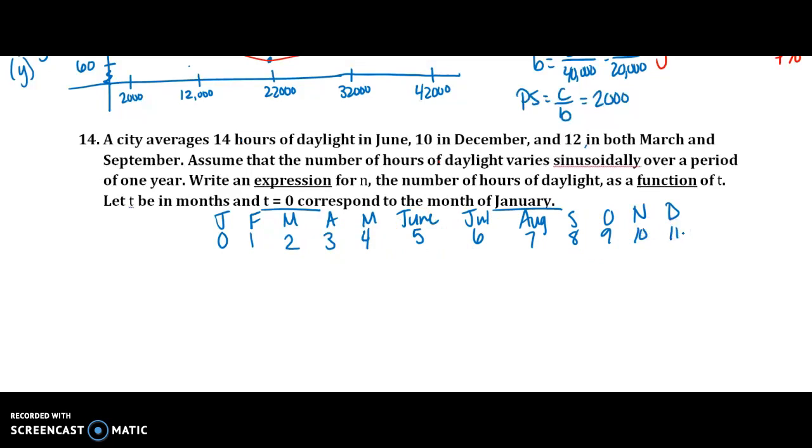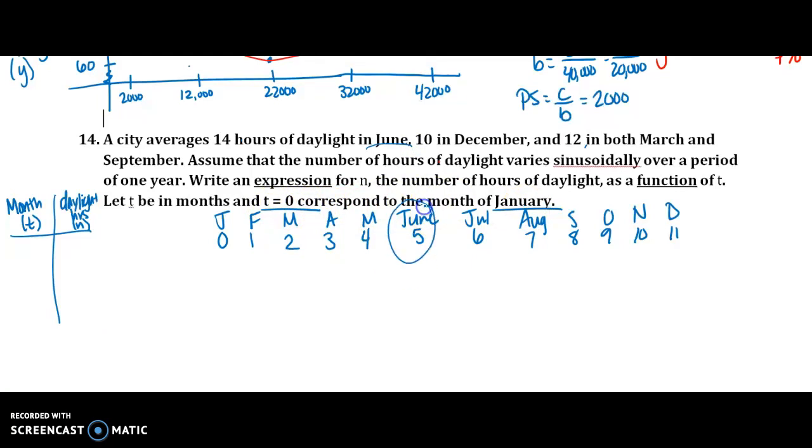And then I made a table. Sometimes working from a table before you graph is helpful. Notice we want month represented by T, and then daylight hours is represented by N. And so the months they gave us does not have to be in this order because T equals 0 is January. So it might be easier to put them in numerical order.